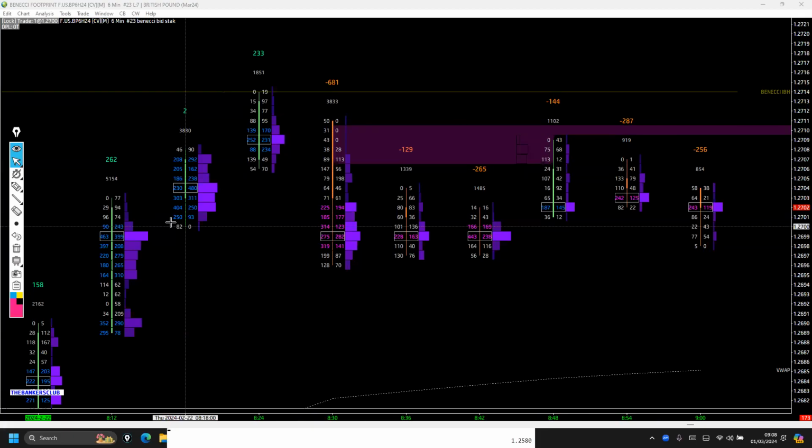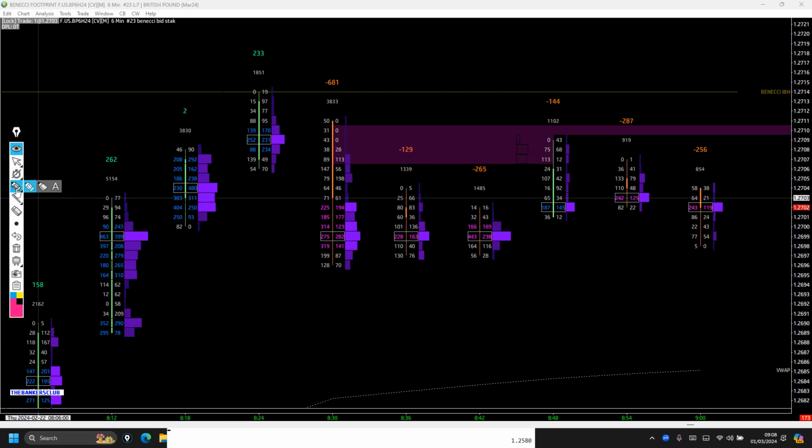Hi guys, so in this video I'm going to be talking about imbalances on the footprint and how we read them, and how we can use them to gauge the aggressiveness of market participants in the auction. But before I do that, I'm just going to touch briefly on how I read the footprint with the numbers you see in these columns, because we don't read it horizontally, we read it diagonally.